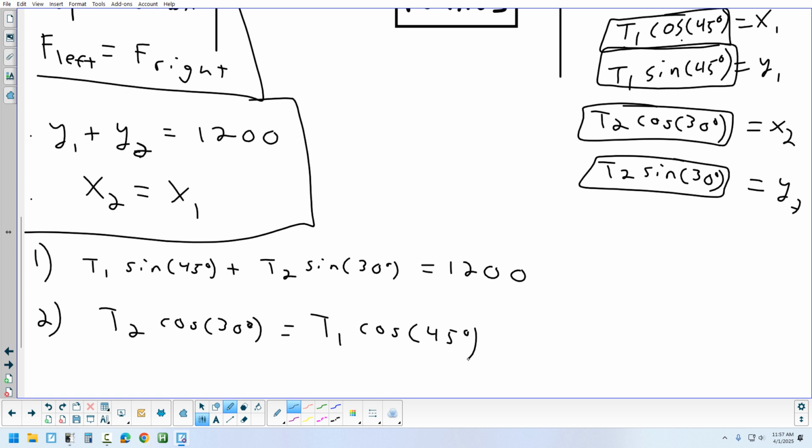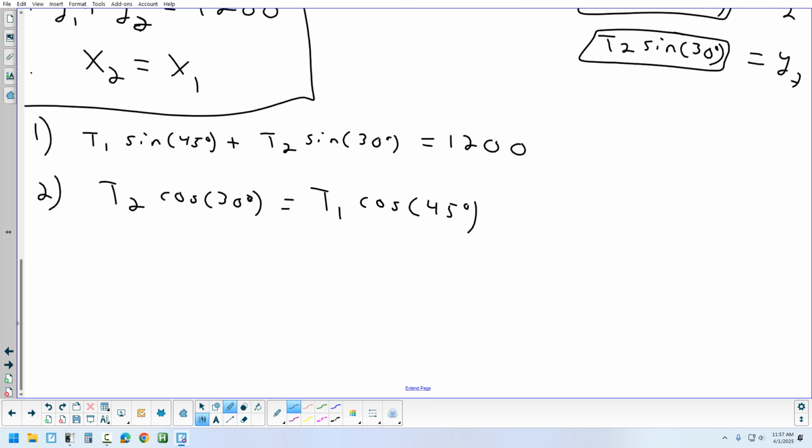Okay. We have two different variables. We have two different equations. That's a standard two-variable system of equations. What's one method you can use to solve a system of equations? Yeah. Substitution. And that's what I would do here. Which equation do you think is easier to get a variable by itself, the top or the bottom? The bottom, yeah. Doesn't matter which one. Let's do T2. T2 is T1 cosine 45 divided by cosine 30.